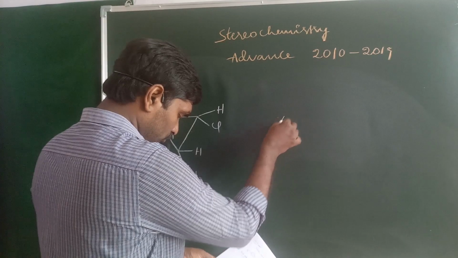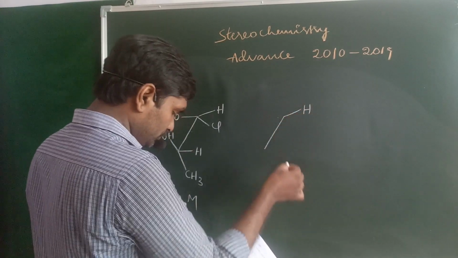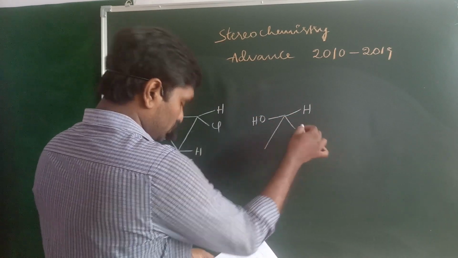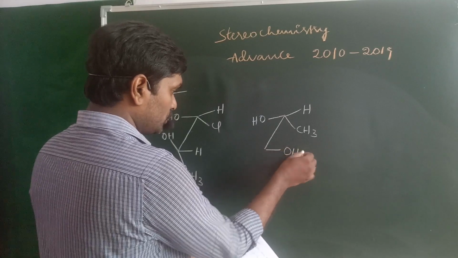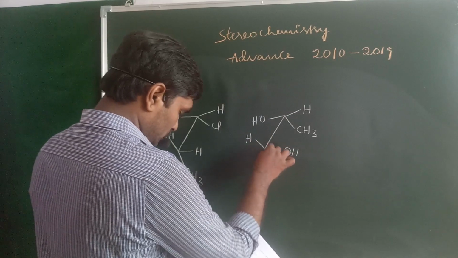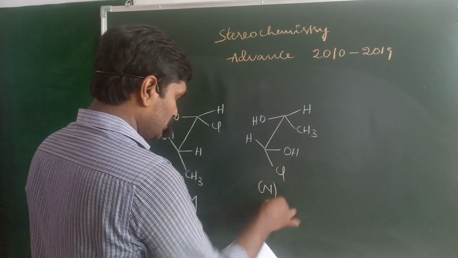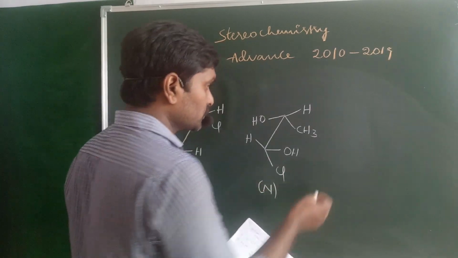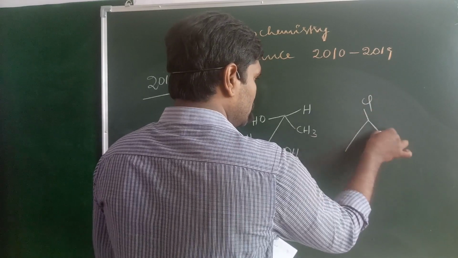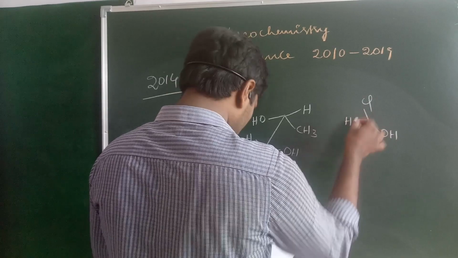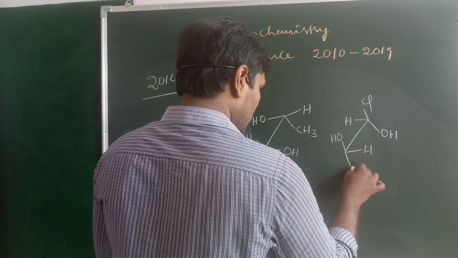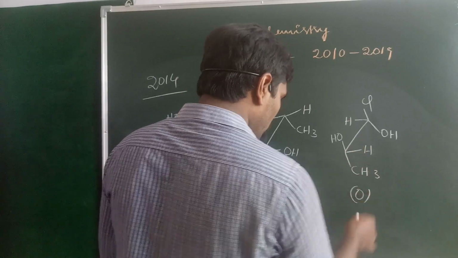Next one: hydrogen, OH, CH3, OH, H, Cl. That may be the N, so N. Next one: Cl, OH, H, OH, H, CH3. That may be the O.